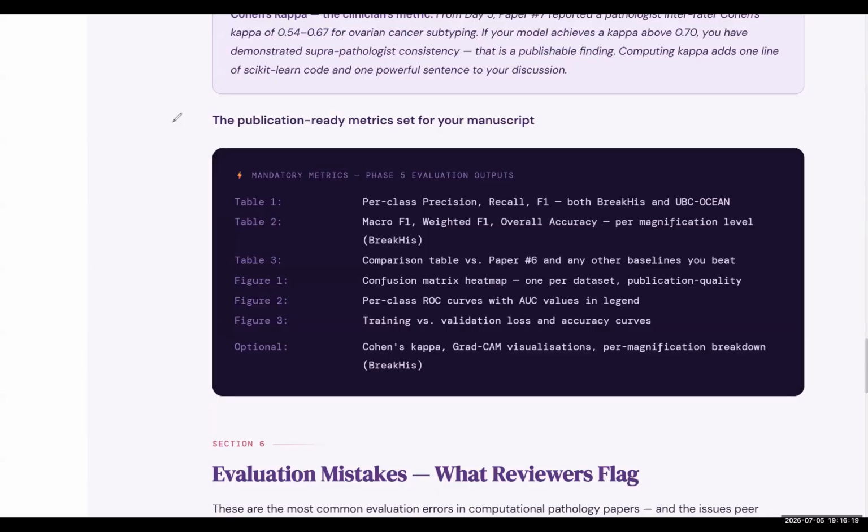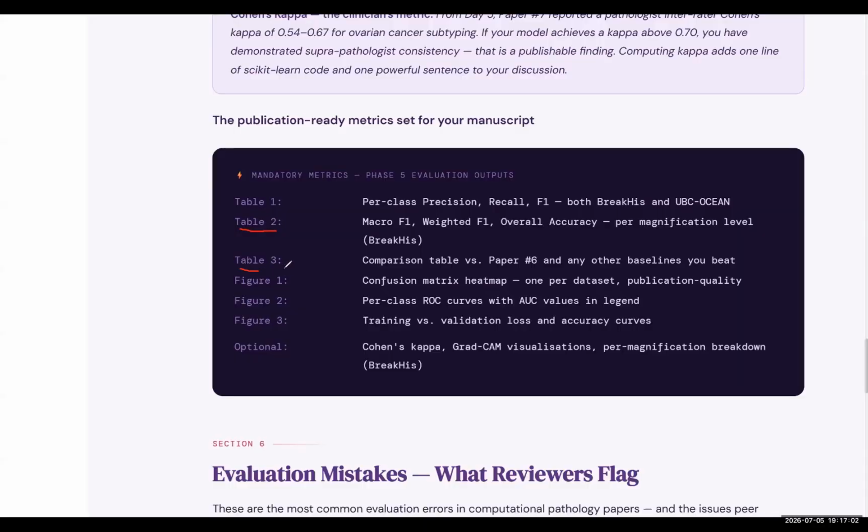For a publication-ready metrics set for your manuscript, there are certain tables you want to add. Table 1 is per-class precision. You should have a table for all the recall values, all the F1 values, and this should be separate for your BreakHis data set and for your UBC ovarian cancer data set. Table 2 is macro F1, weighted F1, and overall accuracy per magnification level. Okay, so all these tables you also need. The first table is per class, for each class you will make a table, and table 2 will be for your whole model.